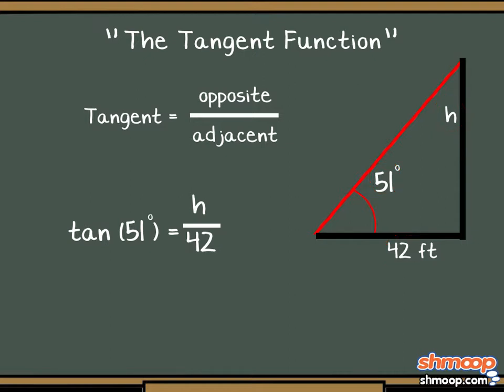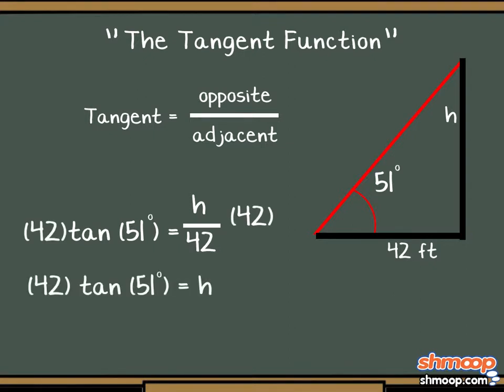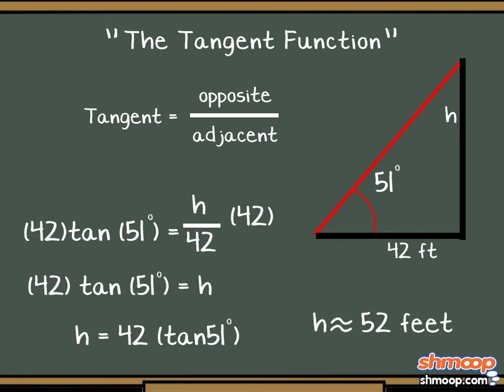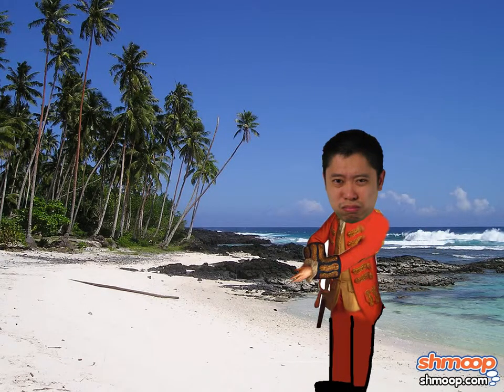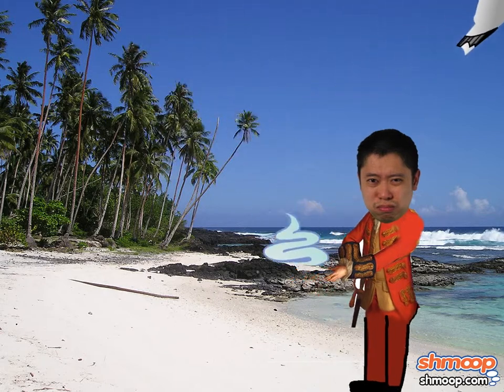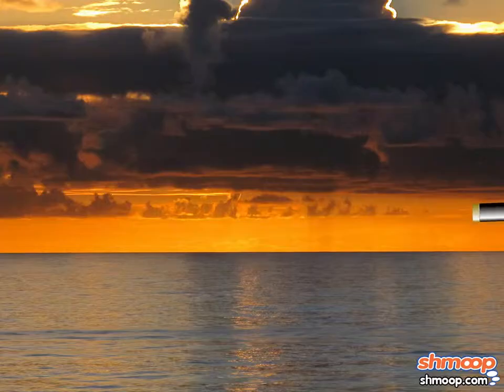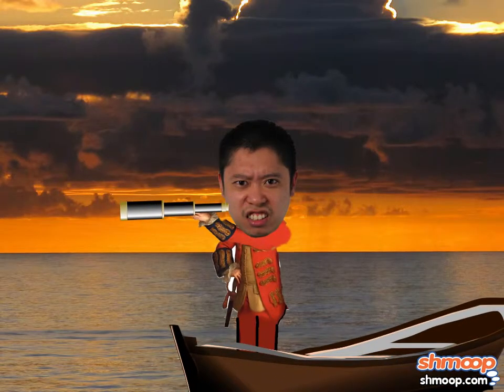To isolate h, we can multiply 42 to both sides to get h equals 42 times the tangent of 51 degrees, to get that the height equals about 52 feet. Now that James knows how high the seagulls are flying, he doesn't have to worry about getting nailed by seagull bombs. But James is an adventurous soul and wants to be prepared for other beaches as well.